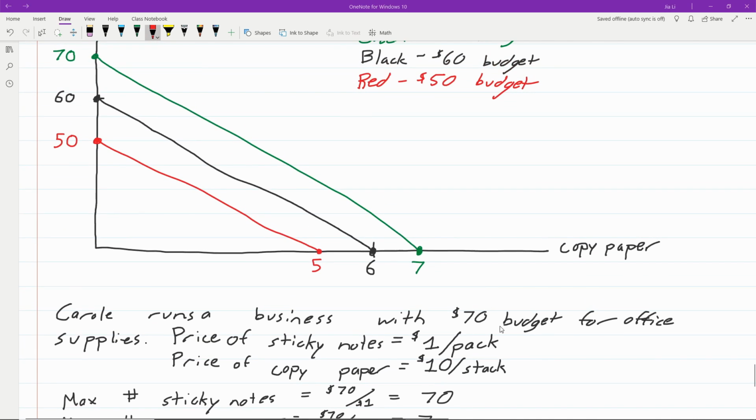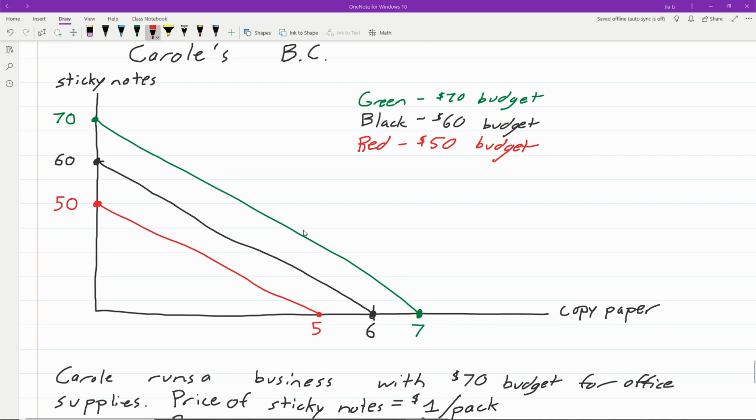Then changing her total budget around will not affect the slope of the budget constraint. That's why these are parallel lines. The green line, the black line, and the red line are all parallel to each other.